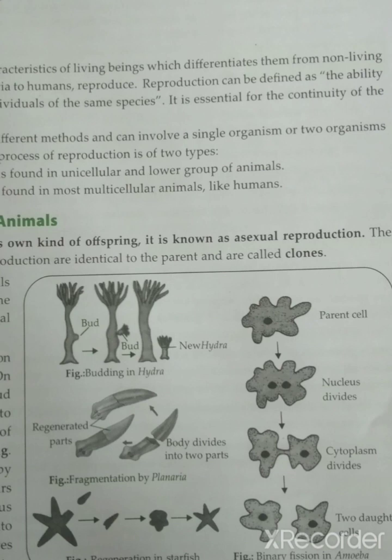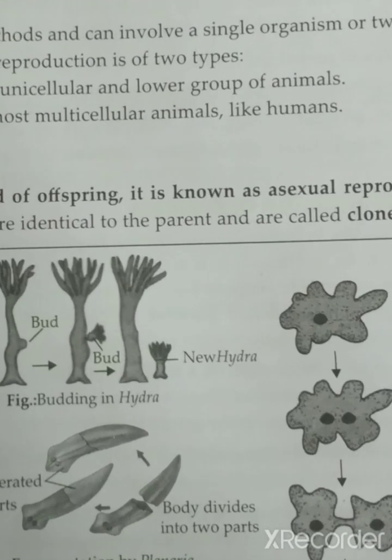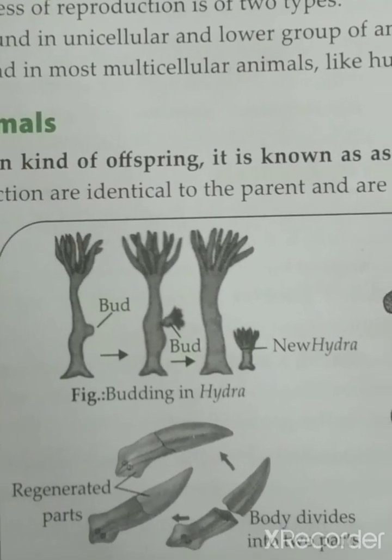Okay, so the next one is budding. See here, as in the given picture, it is in hydra. They have given the example hydra. Here an elongation of the body happens, right? That will be like a bud. It will arise like a bud from the body part, and that will detach from the parent, and that will be the new offspring. So this is how budding takes place.